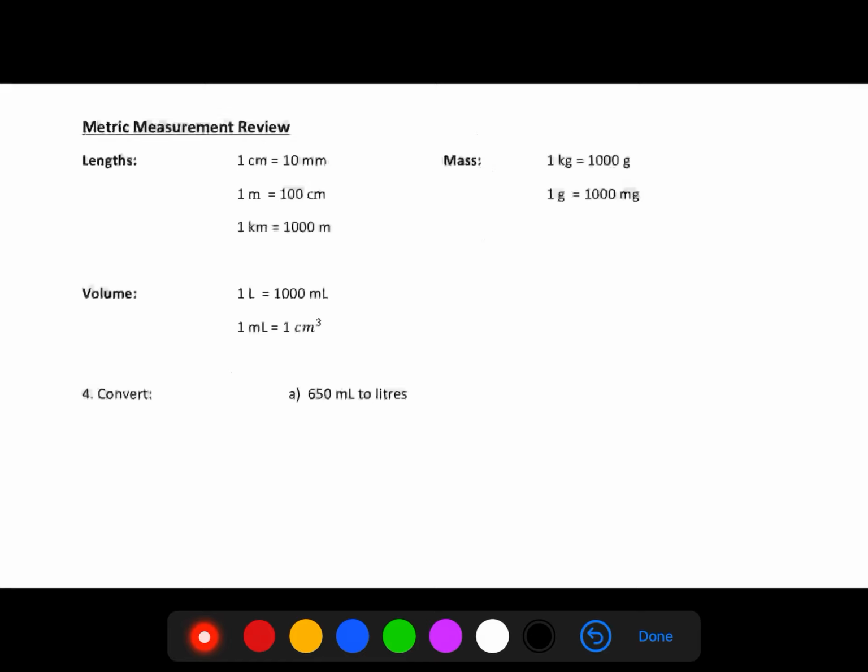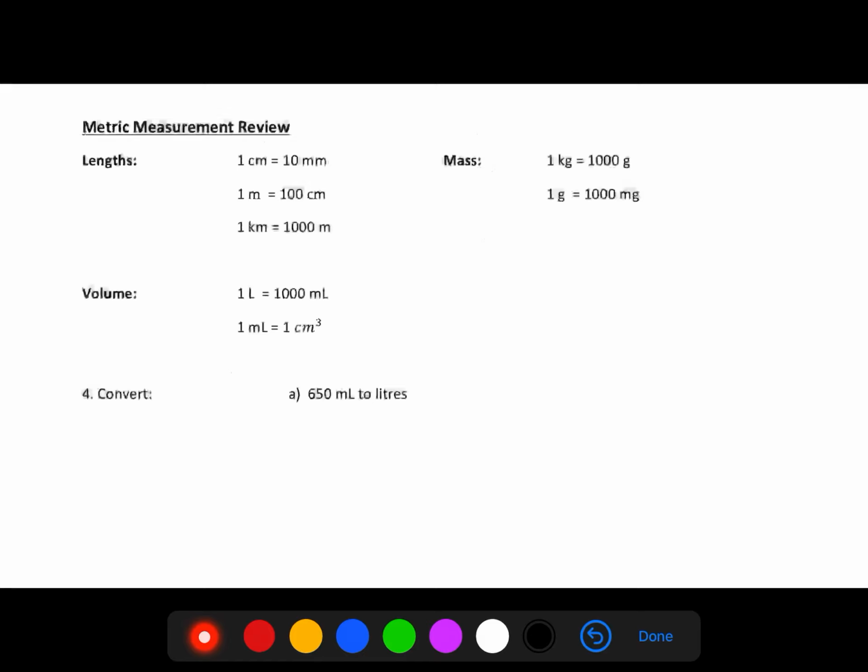Now, also taking a look at a review of metric measurement. So you can see our conversions here, and these are conversions that we are going to use the most. So we're looking at the fact that 1 centimeter is equal to 10 millimeters, 1 meter equals 100 centimeters, etc. So given these conversions, we're going to convert some numbers here. So we have 650 milliliters, and we want to change it to liters.